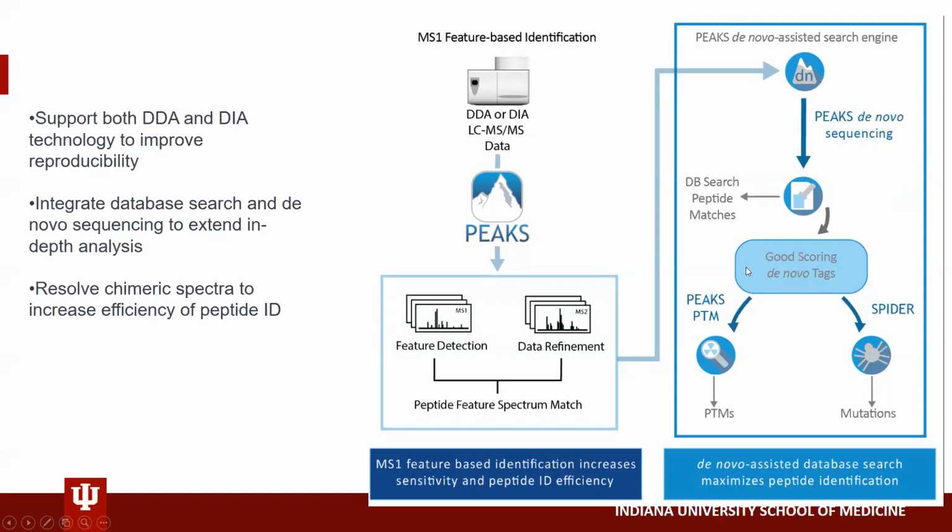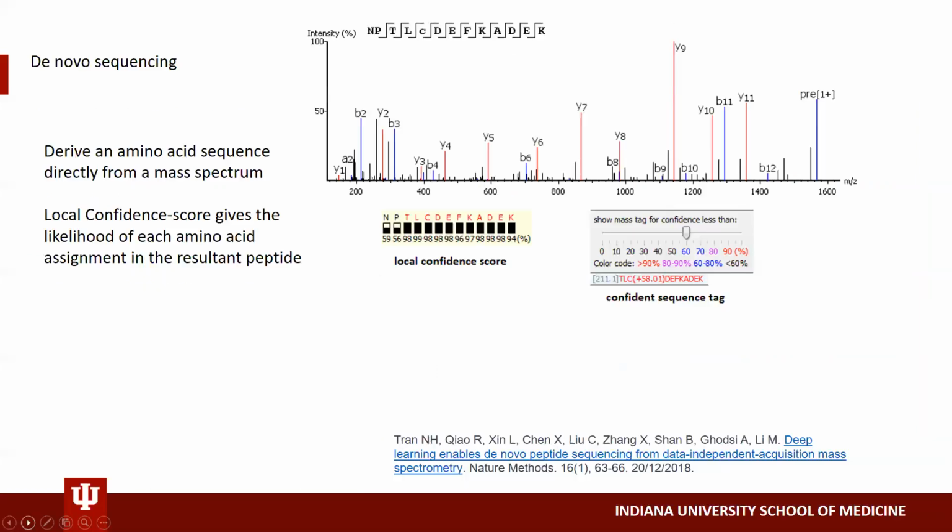The good scoring de novo tags that have a high score, which we'll cover in the next slide, can then be further searched in Peaks PTM or in the SPIDER function to look for whether you have PTMs or mutations that you might not have found otherwise.